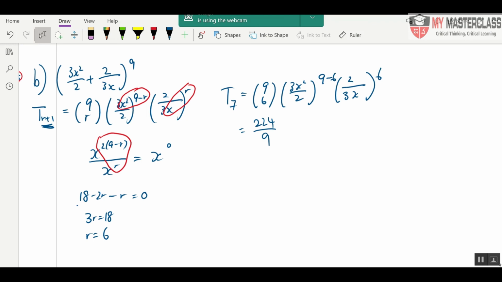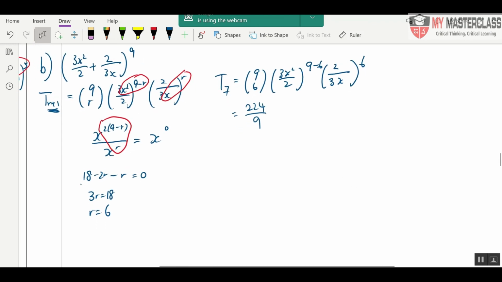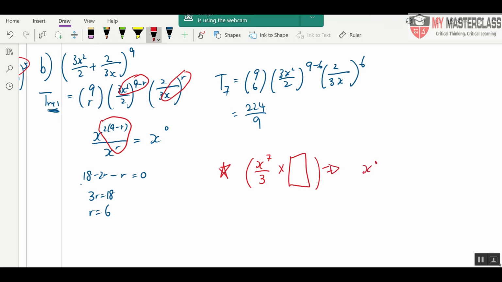Some special concepts of how to get the term independent of x, you must know that. For example, if I have x to the power of 7, let me ask you, x to the power 7 must multiply by what to give you x to the power 0? So your denominator must have x to the power 7.